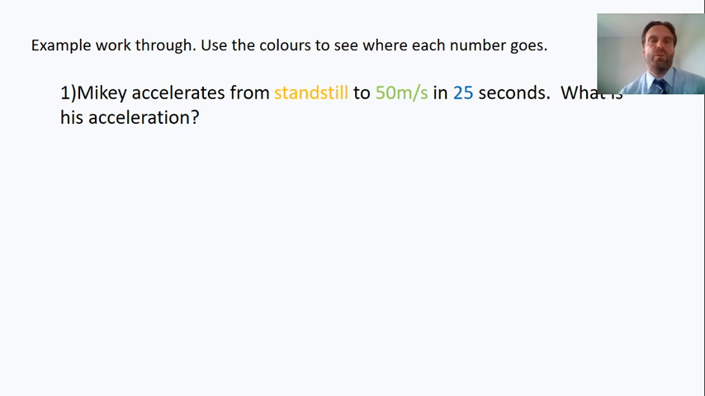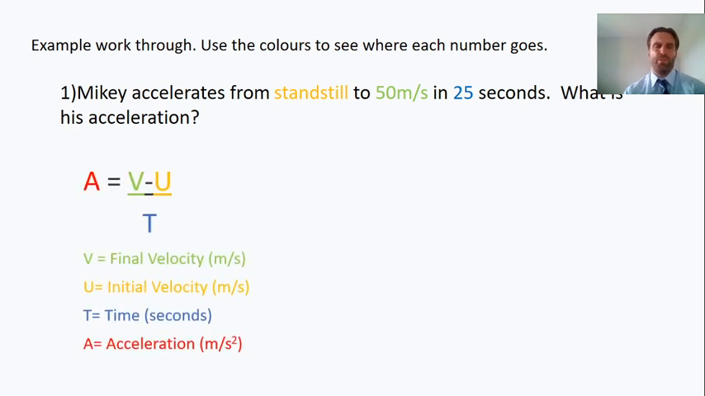Okay, so one work through here, we've got Mikey accelerating from a standstill to 50 meters per second, and that took place over 25 seconds. Okay, so what is the acceleration? The first thing we need to do is have a look at our formula. We're trying to work out acceleration, so we don't know that at the moment. We're hopefully going to have the rest of these values to be able to work it out.